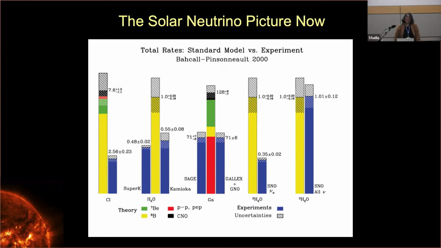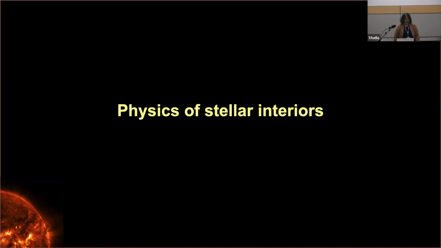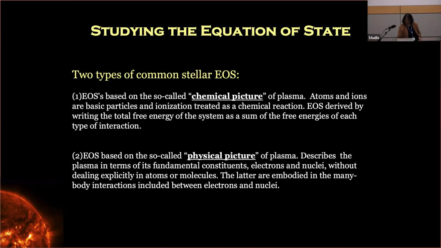Now, let's talk a bit about the physics of solar interiors. We've talked about inputs like equation of state and nuclear reactions. One of the things you can do is study the equation of state. It's a fundamental property of matter. Do we get the equation of state of stellar material correct? Now, if you read the literature of stellar equations of state, there are two types, depending on how you calculate them.